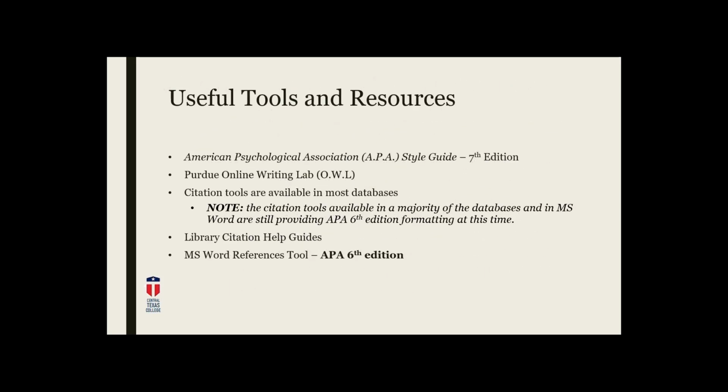Some useful tools and resources are the American Psychological Association APA Style Guide, 7th edition, the Purdue Online Writing Lab, or OWL, and citation tools that are available in most databases. Please note the citation tools available in the majority of the databases, as well as those in Microsoft Word, are still providing APA 6th edition formatting at this time. You also have access to the library citation help guides. And then again, MS Word, the references tool, is still using APA 6th edition.